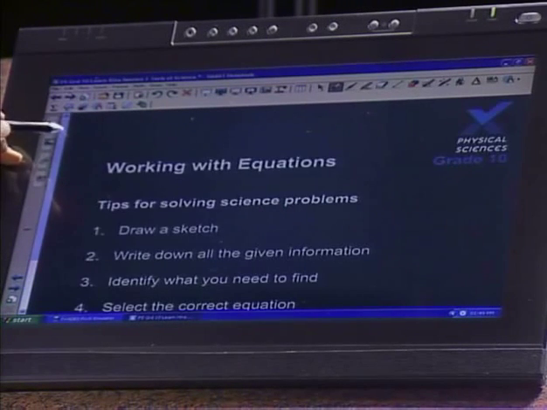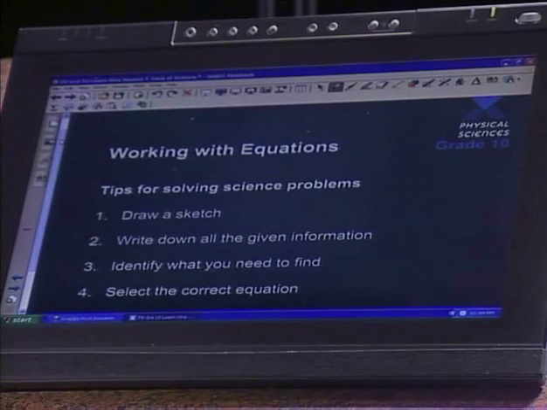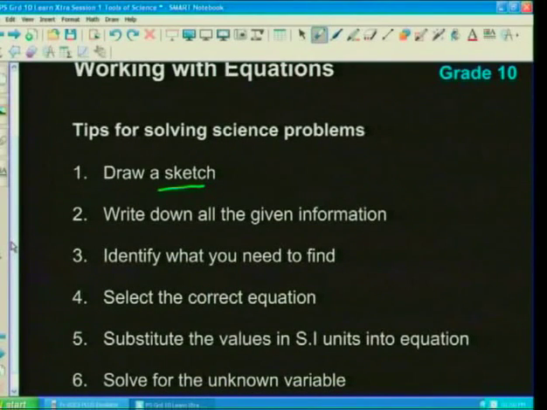Now, lastly, here are some tips for you. Whenever you are doing a science problem, try to illustrate it with what I've just done. Here are 6 points that I want you to remember and you must work through. When you get a science problem, that's usually like a word problem. Read it carefully, and then, if necessary, draw a little diagram. I like to draw sketches. Put the things down, but at least write down all the given information and identify what you need to find.